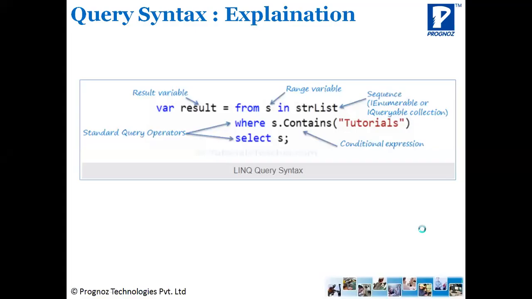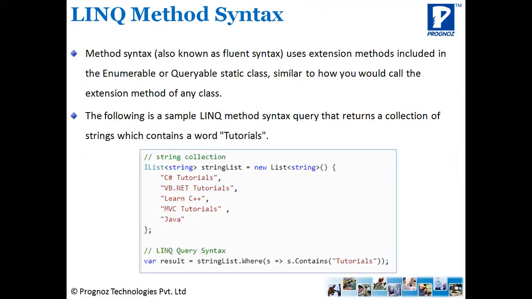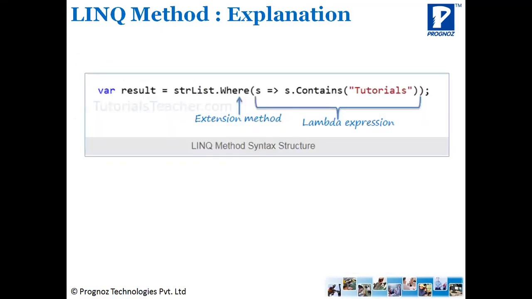In the same way, if you want, you can use method syntax also. Now how is this method syntax given? Method syntax is also known as fluent syntax, which uses extension methods included in the Enumerable or Queryable static class, similar to how you call the extension methods of any class. It's just like we can call anyObject.ToString or anything like that. In the same way, here also we can use this method syntax format.